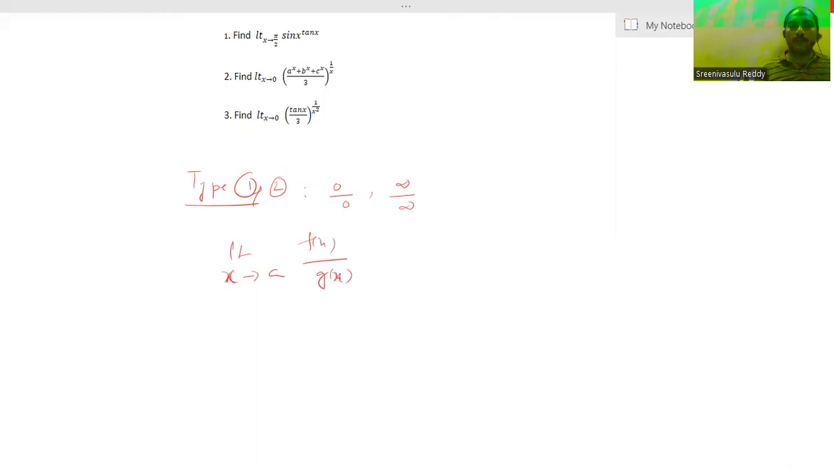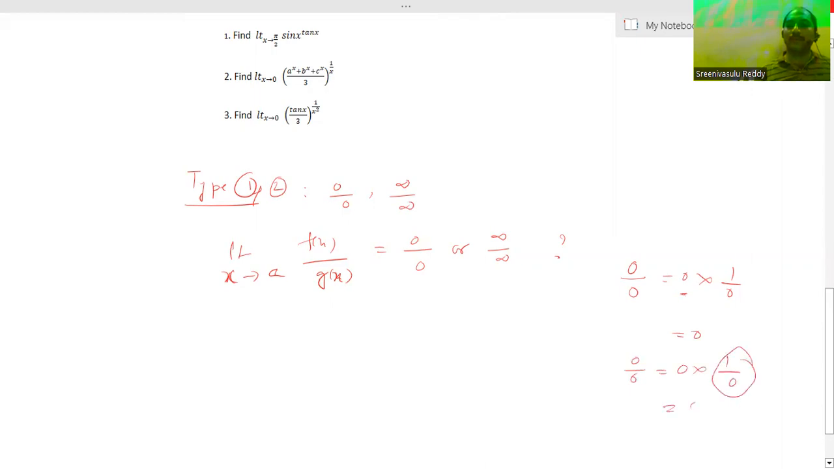The function is always in rational form. Substitute the x value, x tends to a. In the numerator we get either 0 and the denominator also 0, or numerator infinity and denominator infinity. In this case, this limit value 0 by 0 is not defined. Infinity by infinity is not defined. Why is it not defined? In mathematics, every number has a unique value. Some people write 0 by 0 in the form 0 into 1 by 0. Some people think 0 into anything equals 0. 0 by 0 equals 0 into 1 by 0, and 1 by 0 value is infinity.